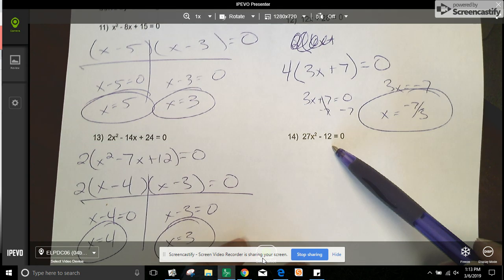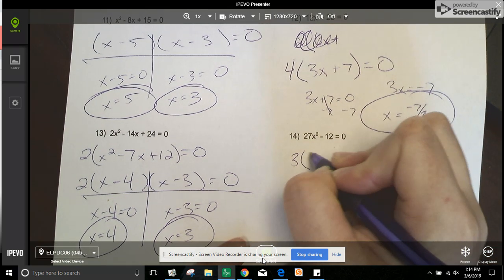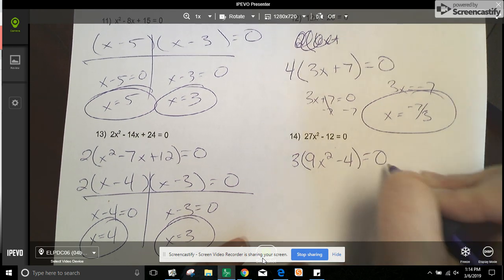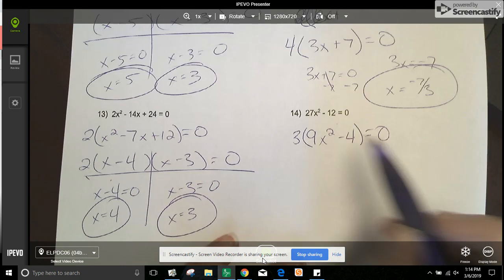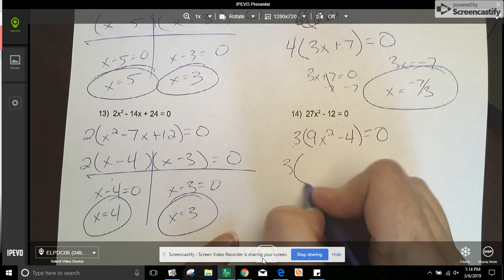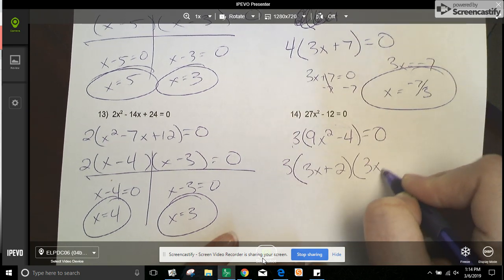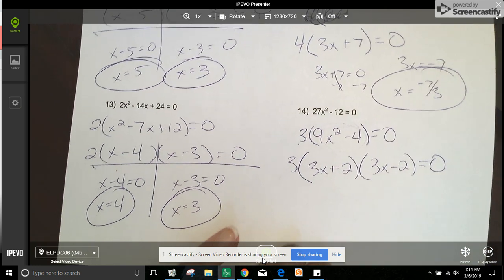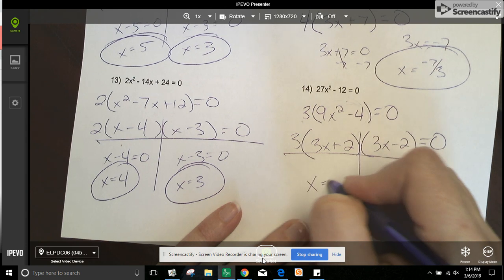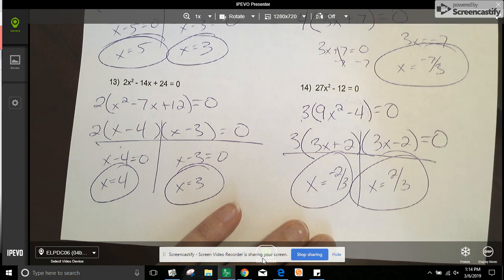Number 14, check for a GCF. I think it's 3. And then now that I pulled out a GCF, this is difference of squares. So I can go one step farther. So this being difference of squares, I can do 3x plus 2, 3x minus 2. And then both sets of parentheses, this would give me negative 2/3. This would give me positive 2/3.